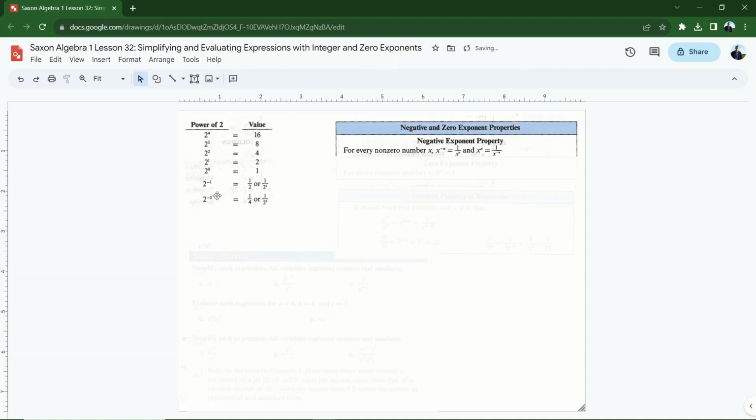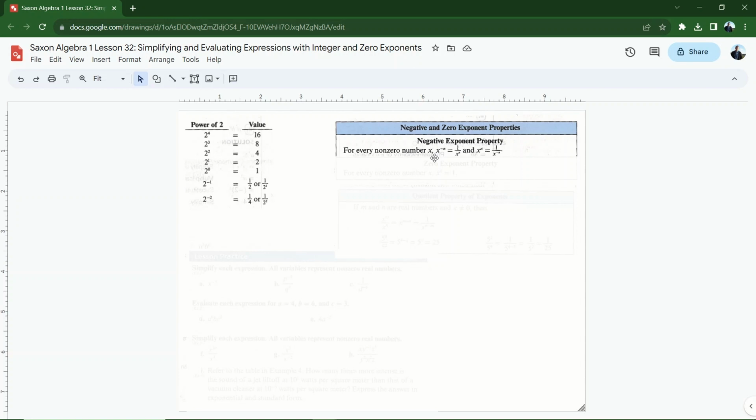Negative and 0 exponent properties. First of all, if you have a negative exponent for every non-zero number x, this only works if your base is not 0. If your base is 0, you're going to do a division by 0, and it's going to be undefined. You can't do it.